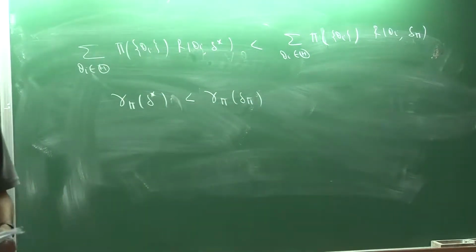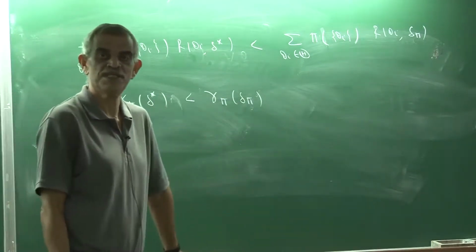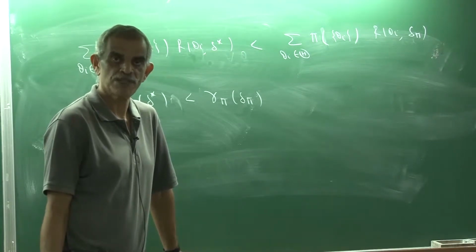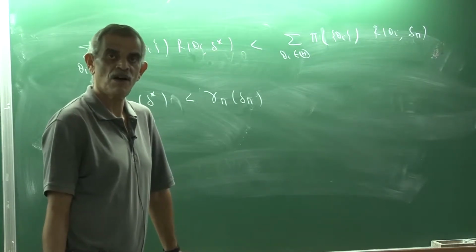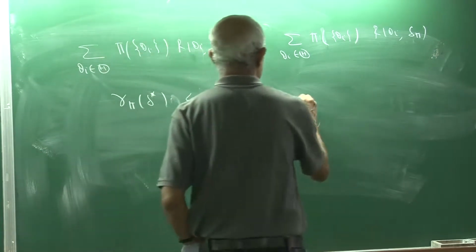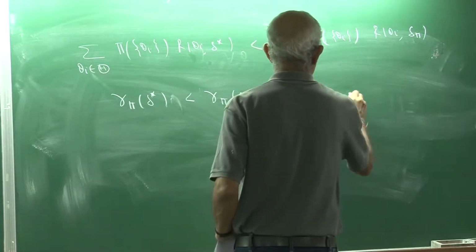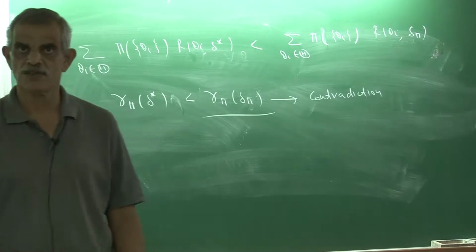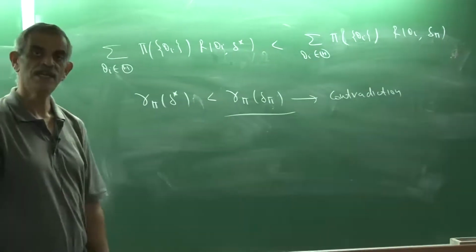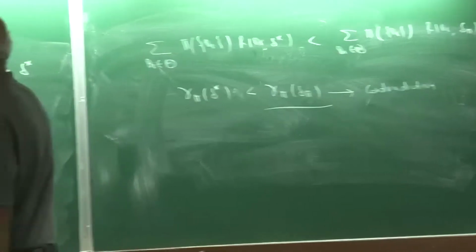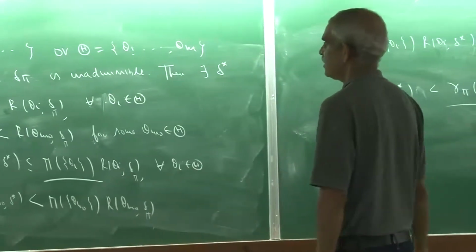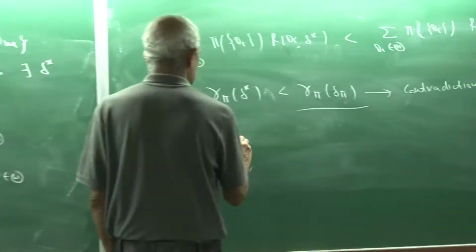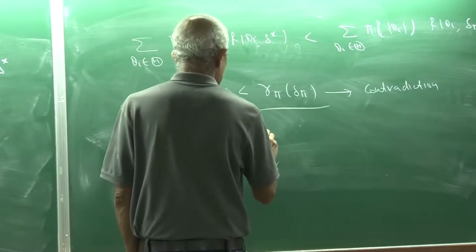So that means you have an estimator whose Bayes risk is smaller than the Bayes risk of a Bayes estimator. But that is not possible, because the Bayes risk of the Bayes estimator is the smallest possible among all estimators. So this is a contradiction, because the Bayes risk of a Bayes estimator is always less than or equal to the Bayes risk of any other estimator. That means whatever we assumed in the beginning is not correct. So delta pi is inadmissible is not correct. That means delta pi is admissible.